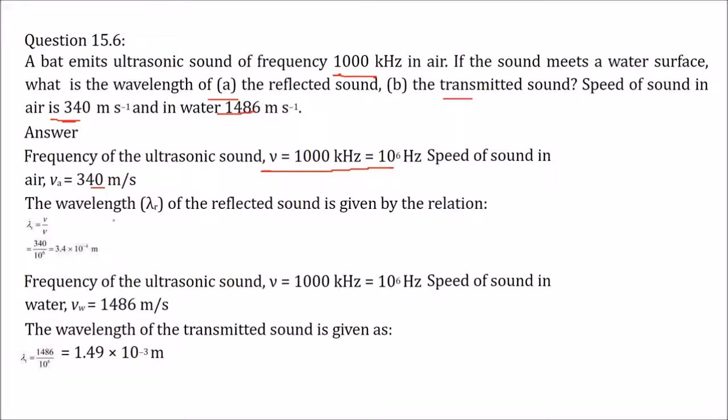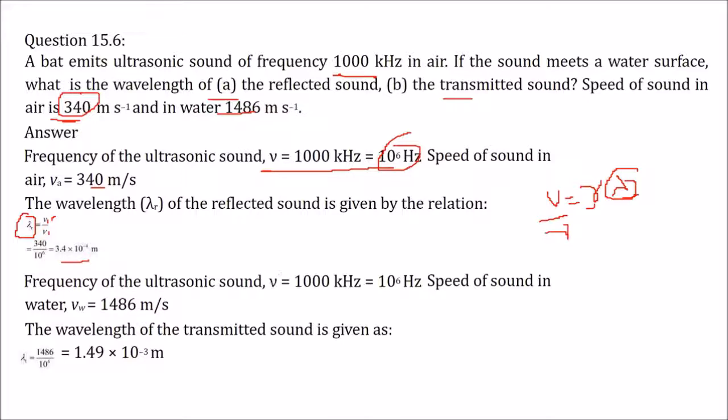We know that V is equal to nu lambda. Nu is frequency, lambda is wavelength. So if we want to find lambda, lambda will be V by nu, that is, velocity divided by frequency. So the wavelength of the reflected sound is given by V by nu, where V is the velocity and nu is the frequency. So what do you get? We got the lambda here.